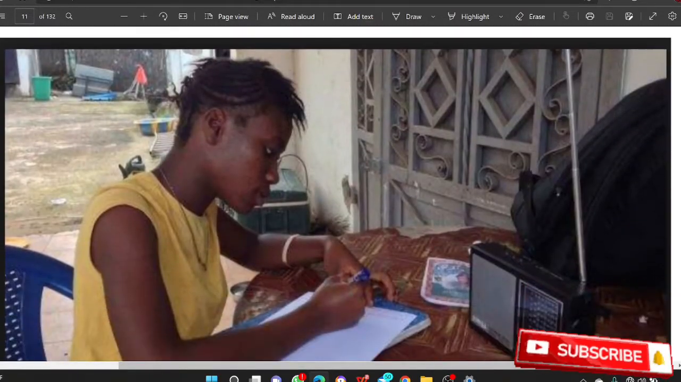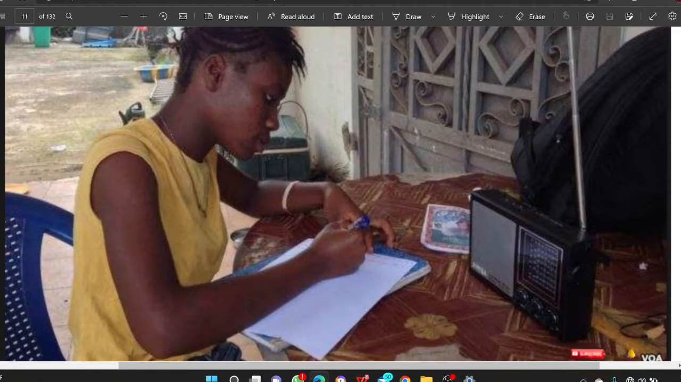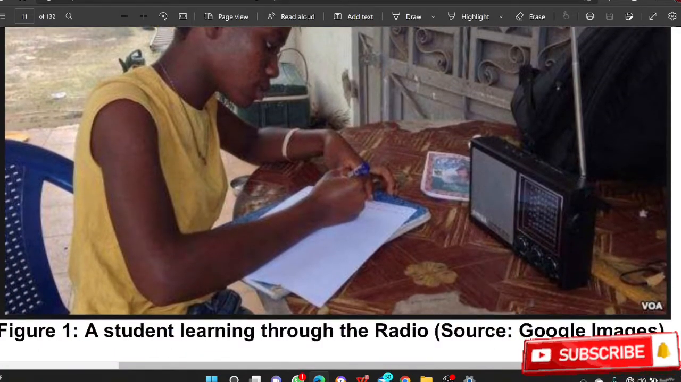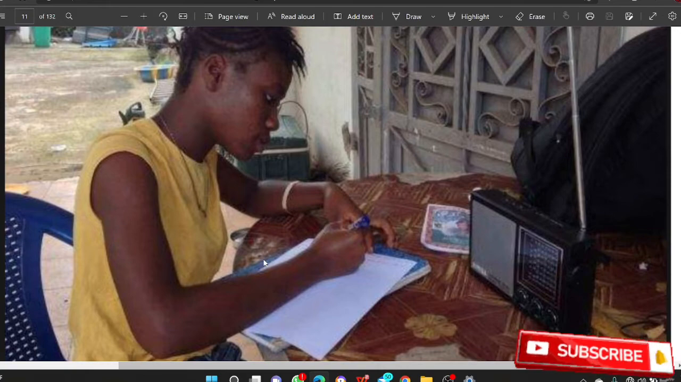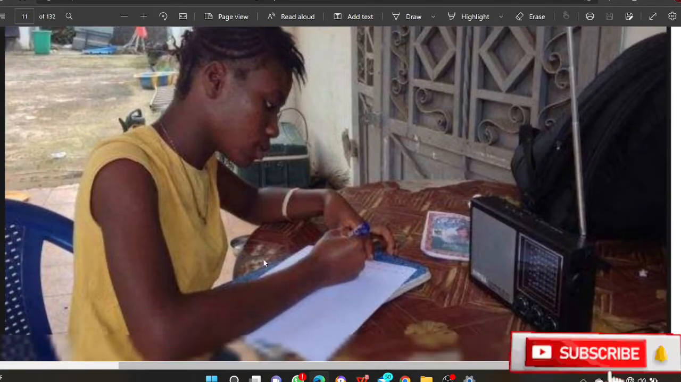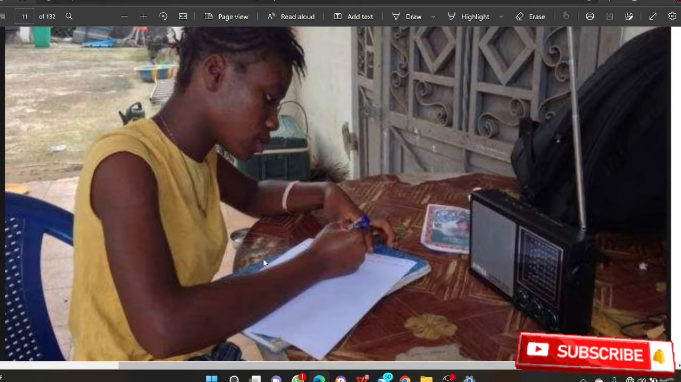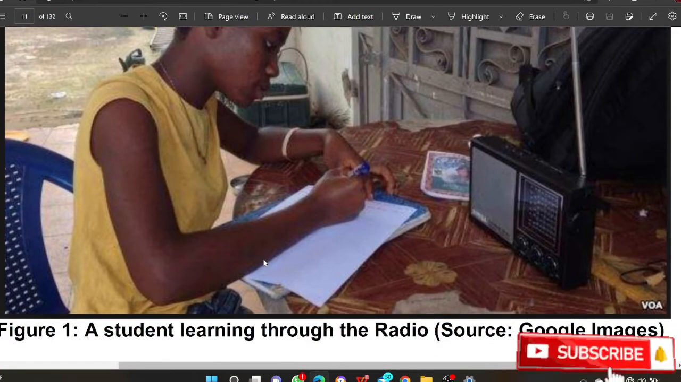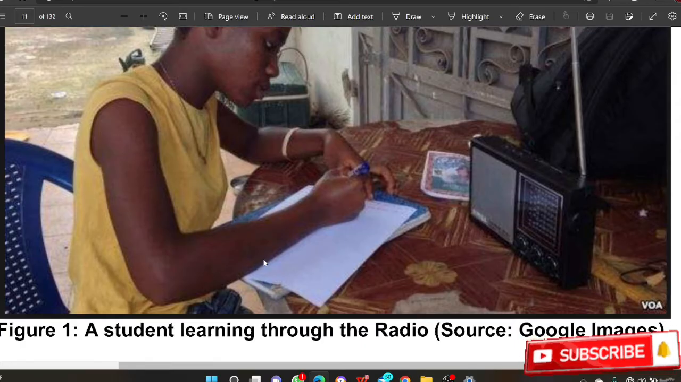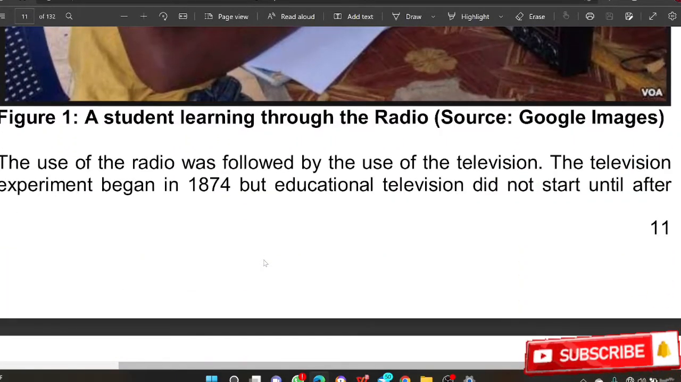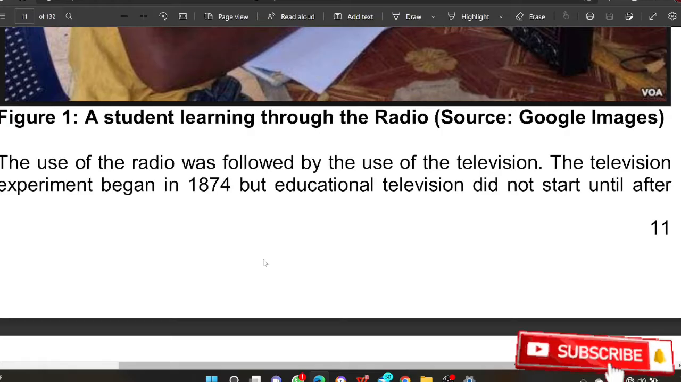As you can see in the picture below, we can see a lady in the background receiving information from a radio. Figure 1: a student learning through the radio, courtesy of Google Images. The use of the radio was followed by the use of television.